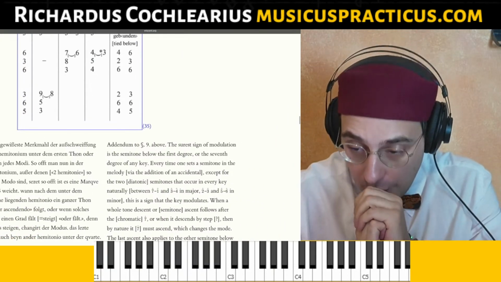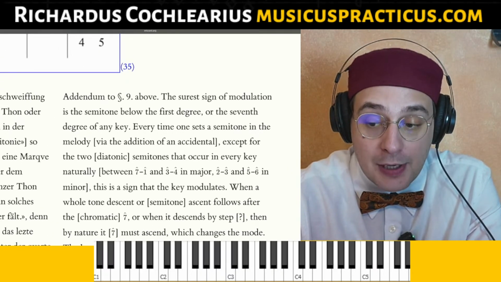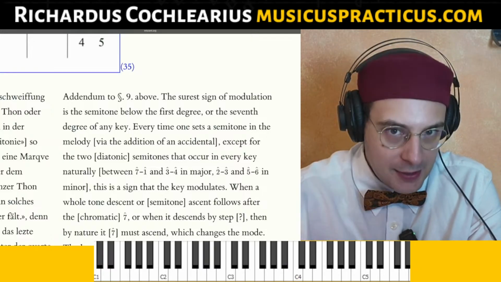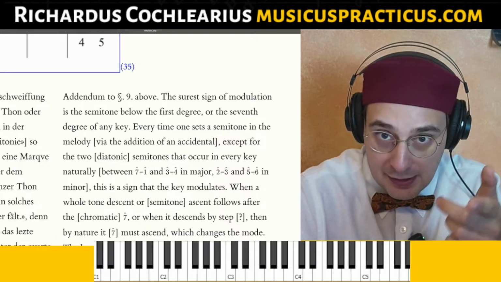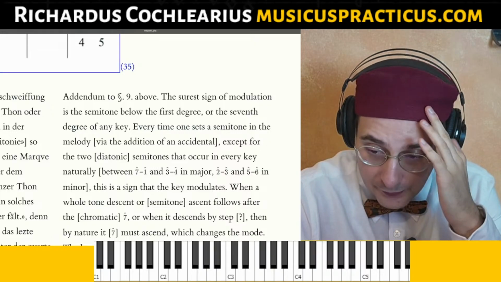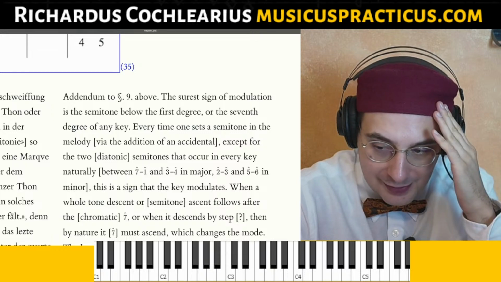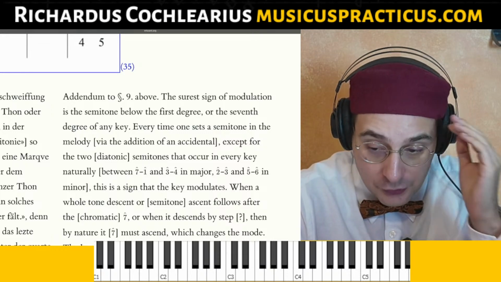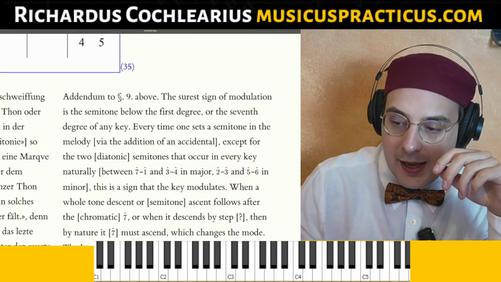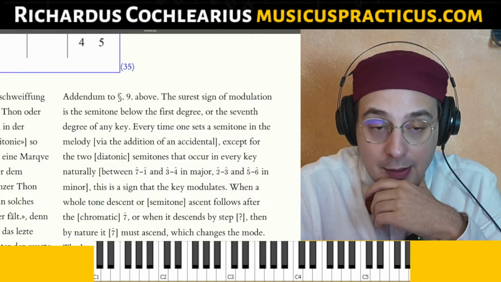Addendum to 9 above. The surest sign of modulation is the semitone below the first degree, or the 7th degree of any key, the leading tone, even in the minor mode. Every time one sets a semitone in the melody via the addition of an accidental, except for the 2 diatonic semitones that occur in every key naturally between degree 7, 1 and 3, 4 in the major, and 2, 3 and 5, 6 in the minor, this is a sign that the key modulates.